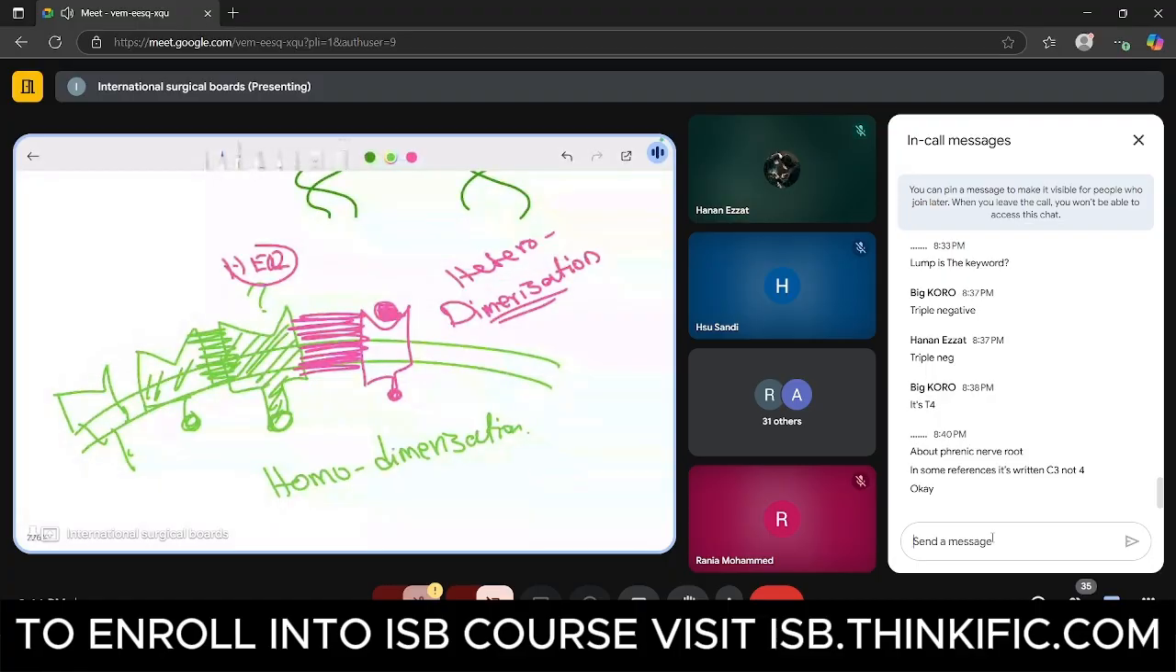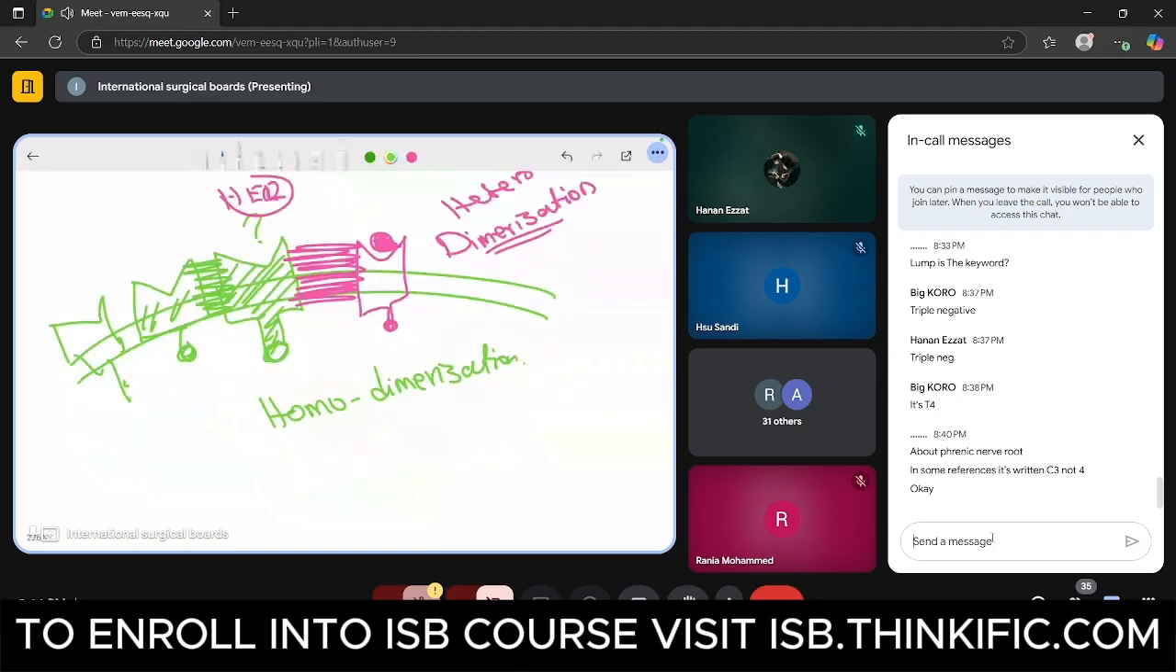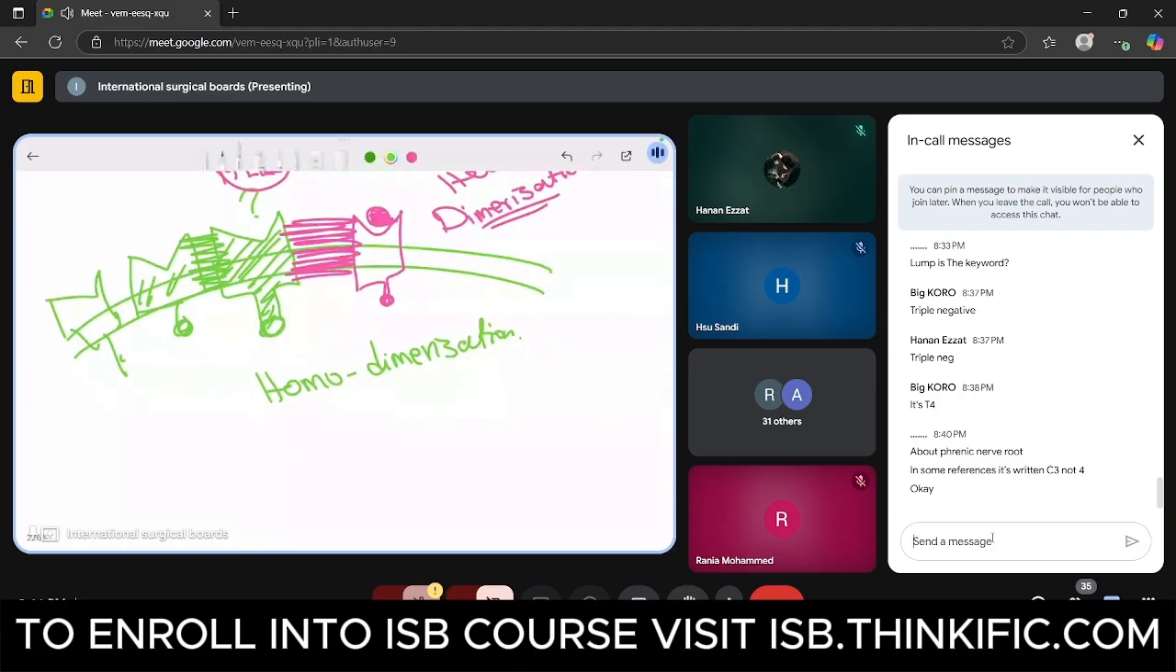When there is homodimerization or heterodimerization, what will happen? This is actually going to go to a receptor molecule, which will increase cell proliferation. So cell proliferation increases. And the motility of the cell and its metastatic potential also increases.